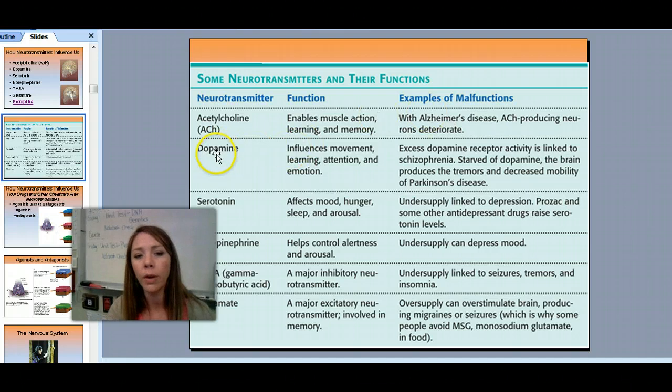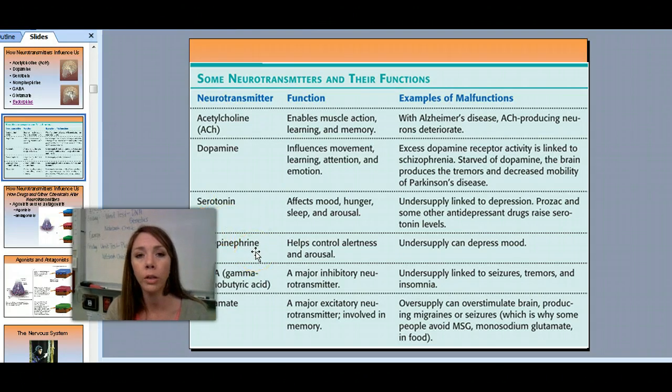Dopamine, remember, if I have too much dope, I go crazy. We talked about dope, kind of thinking of it as good drugs. So too much dope, you go schizophrenic. Too little dope, you get Parkinson's, right? So if I don't have enough dopamine, I've got Parkinson's. If I have too much, it's schizophrenia. Remember serotonin. Too little serotonin affects my mood, my hunger, makes us sad. Most depression medications are serotonin reuptake inhibitors, SSRIs.